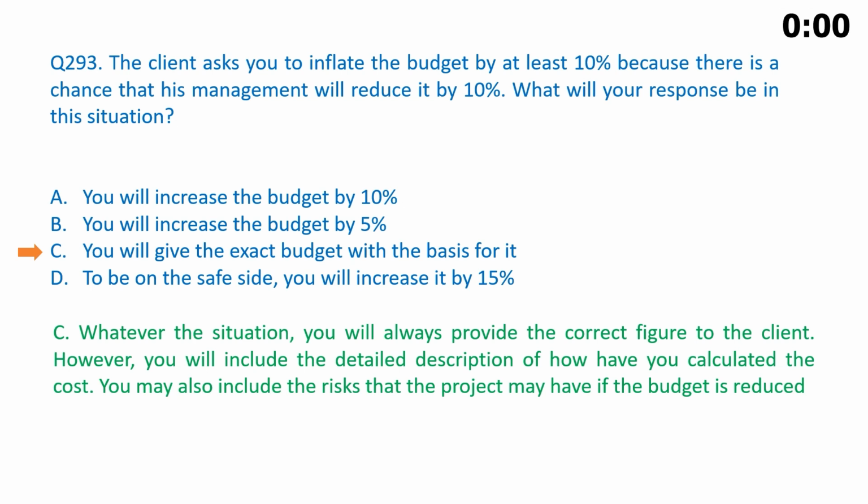The correct answer is C. Whatever the situation, you will always provide the correct figure to the client. However, you will include a detailed description of how you have calculated the cost. You may also include the risks that the project may have if the budget is reduced.